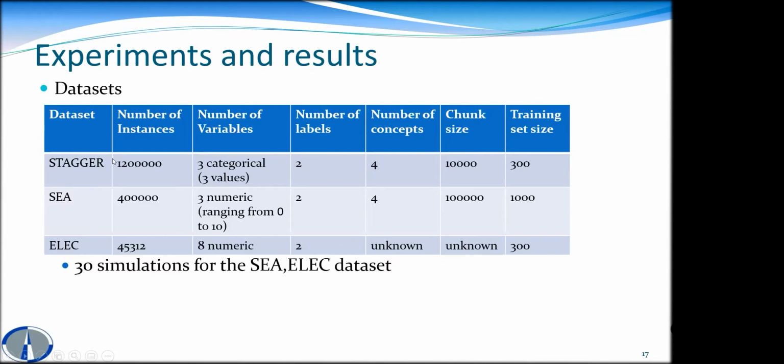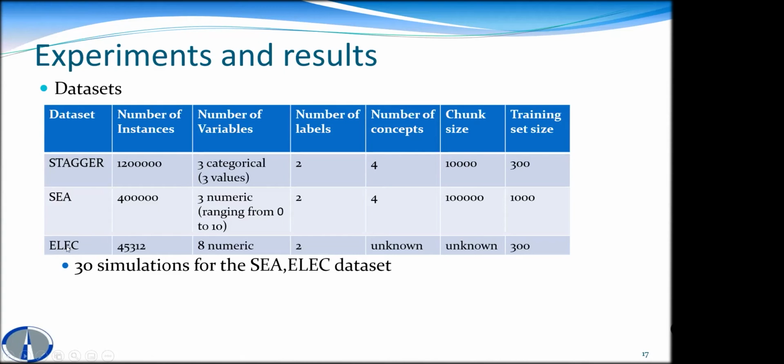The second dataset consists of 400,000 instances. It has 3 numeric variables with values from 0 to 10. The number of labels is 2. The number of concepts is 4. Again, 4 distributions. The chunk size is 100,000, and the training set size we set to 1,000. And those 2 are simulated data.